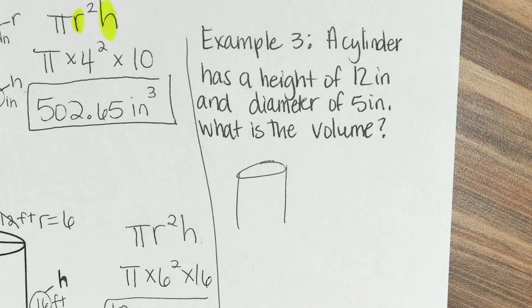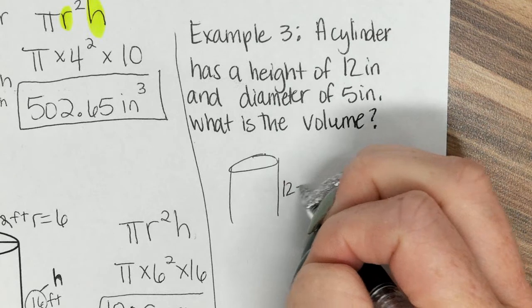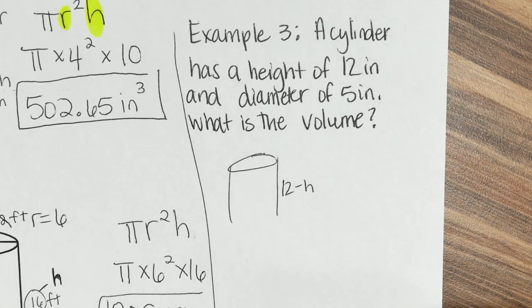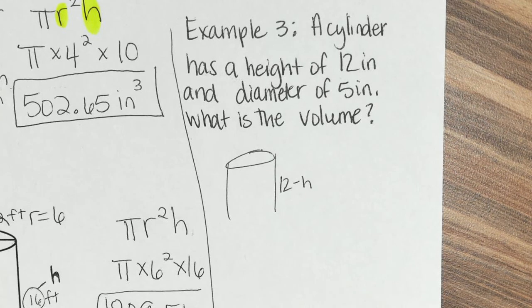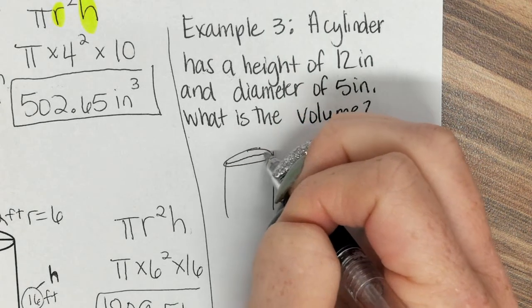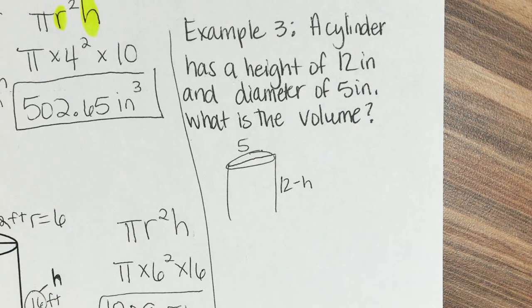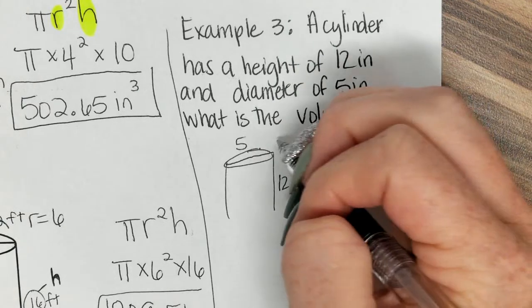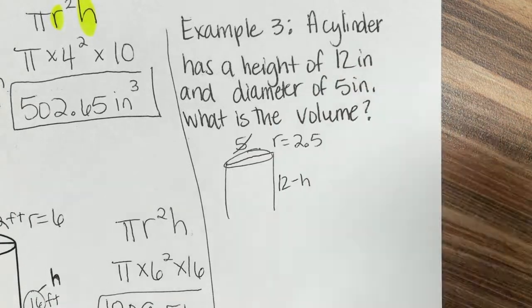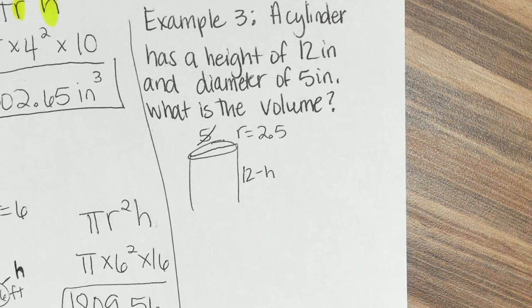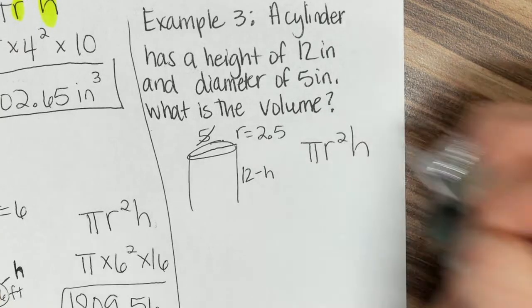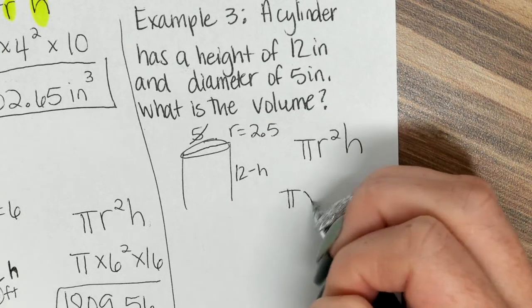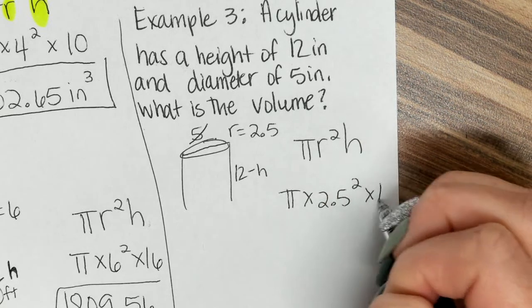All right, where did you put the 12? Right here for the height. Since they gave diameter, it would go here for the circle all the way across. But do I want diameter? I want radius. So I have to divide 5 by 2, which is 2.5. So I don't even want that 5. So I'm going to do pi r squared h. So pi times 2.5 squared times 12.